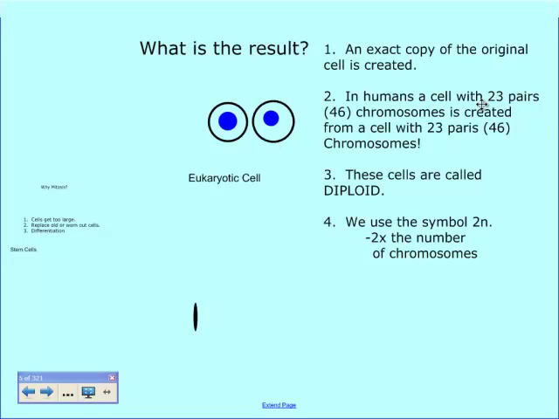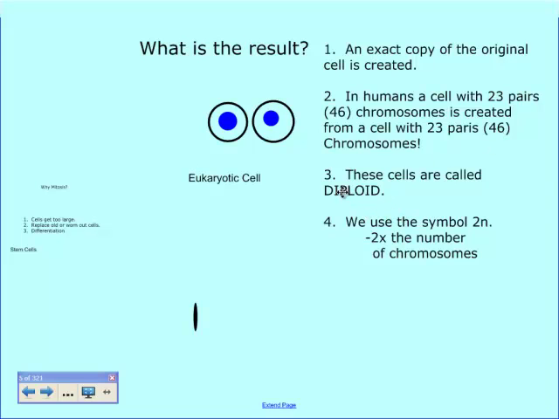And in humans, a cell that had 23 pairs of chromosomes, remember we have pairs of chromosomes because we get one from mom and one from dad. In humans we have 46 total chromosomes, but really we have 23 pairs: 2 number 1 chromosomes, 2 number 2s, and so on. And what we end up with is a cell with the same exact thing, 23 pairs of chromosomes, or 46 total.